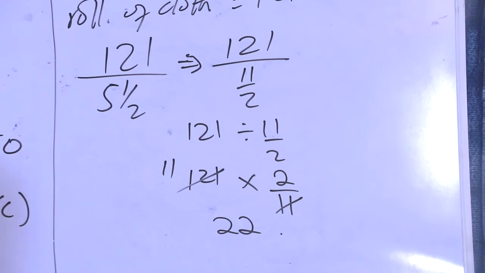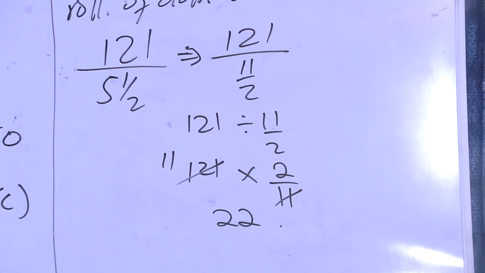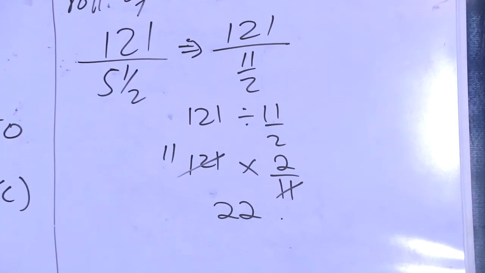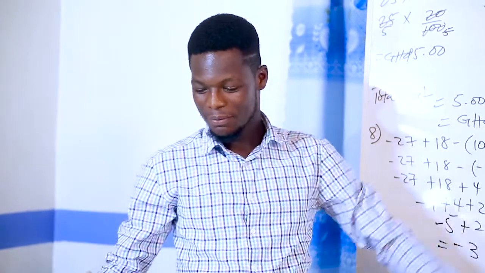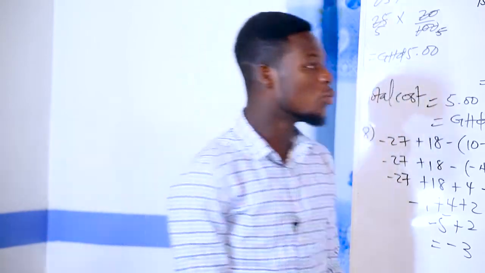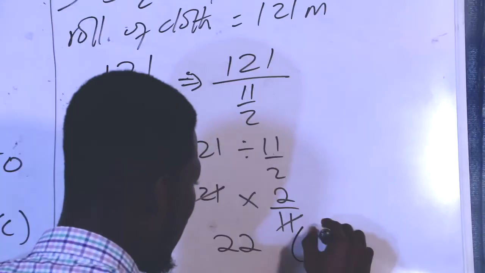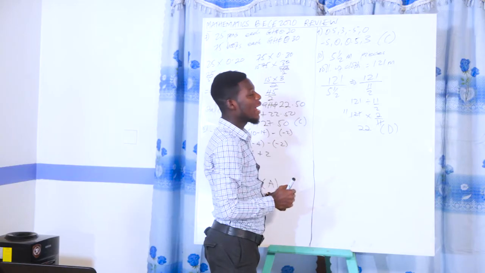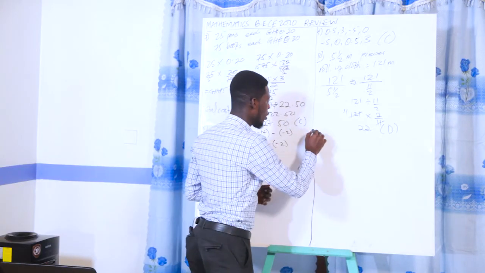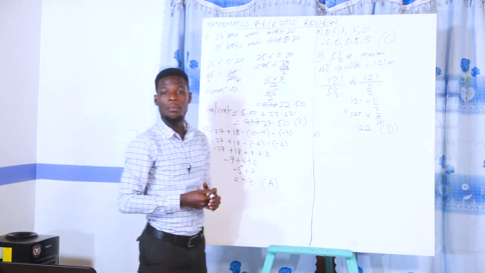I believe it's clear. And let's get our possible answers. We have option A, 665.5. You see, too big. 115.5, 66, 22. So our possible answer D is the correct one. 22 pieces of 5.5 meters each can we get from the 121 meters length of cloth. All right, so we proceed to question 11.